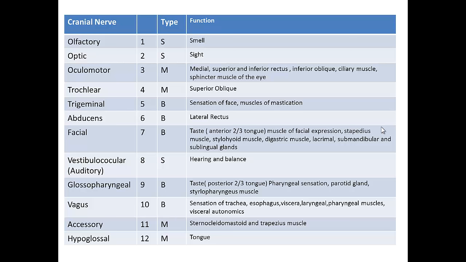Now, there are different types of cranial nerves. Some are just sensory, as indicated by the S, and some are just motor, as indicated by the M. And some are both sensory and motor. So I'm afraid that it's good to memorize all the cranial nerves and be familiar with what they do and how you test for these nerves.